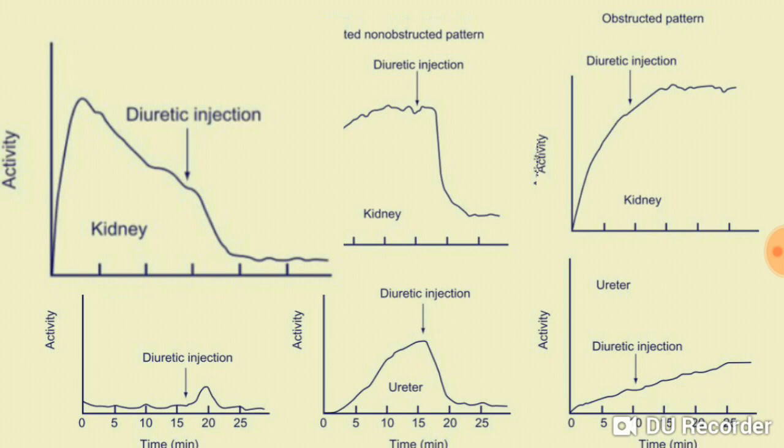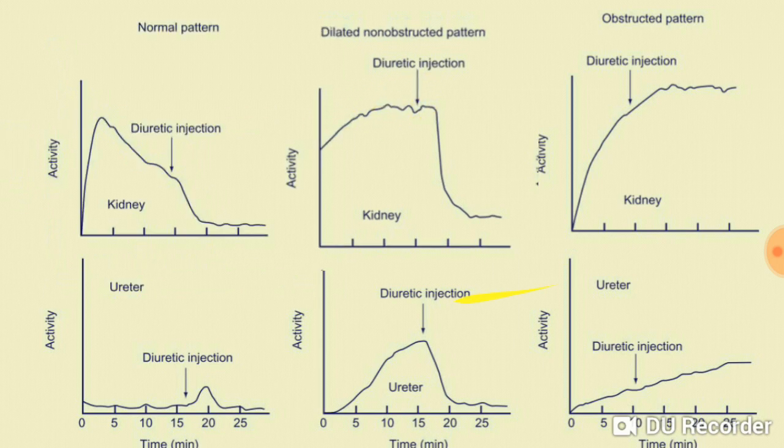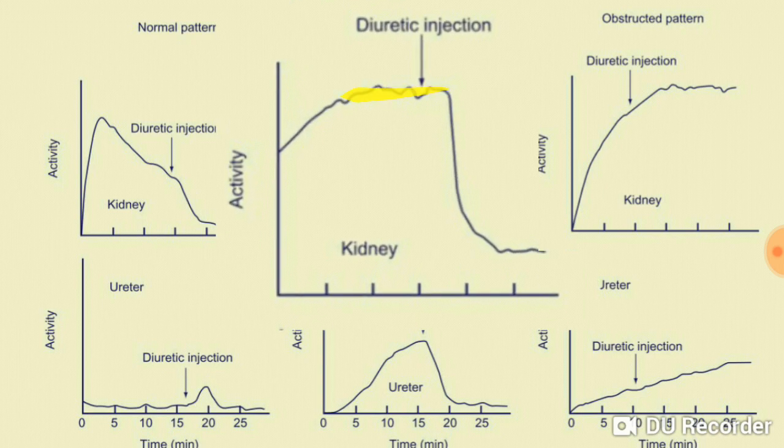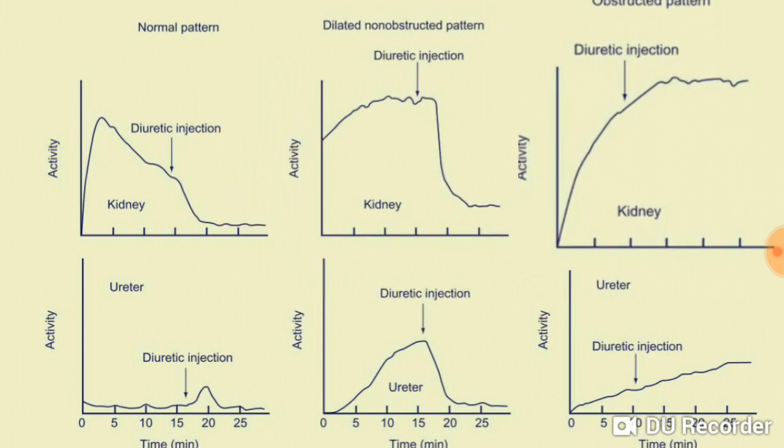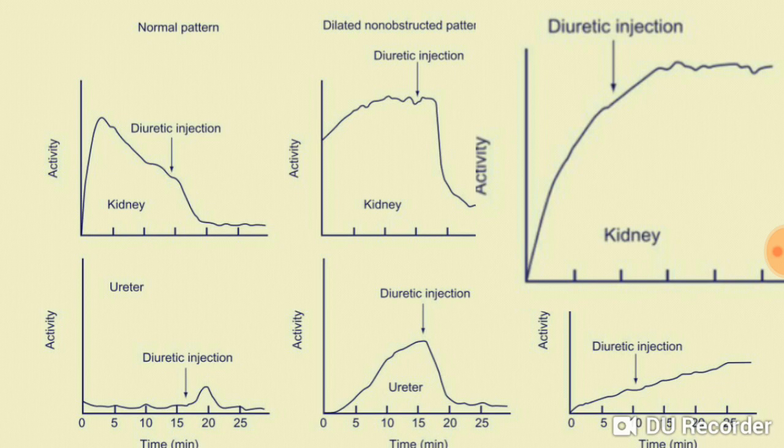In case of a dilated non-obstructed pattern, we can see that initially there is a hold-up of dye in the renal pelvis. The level of dye is high in the renal pelvis initially. But once the diuretic is injected, the dye is suddenly excreted and there is a sudden decrease in activity in the renal pelvis after diuretic injection. That is how we differentiate between a normal pattern and a dilated non-obstructed pattern.